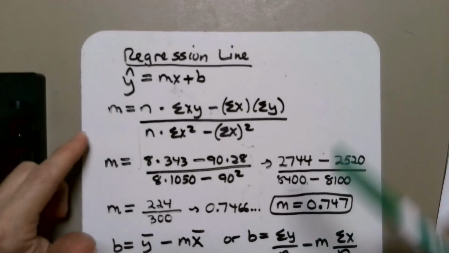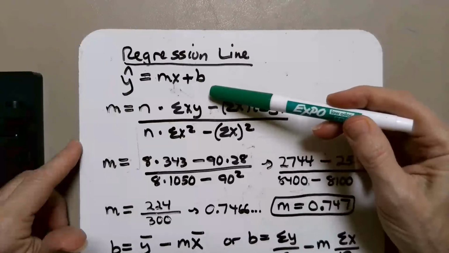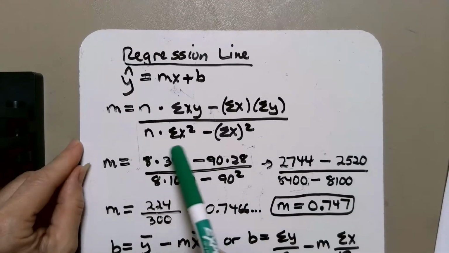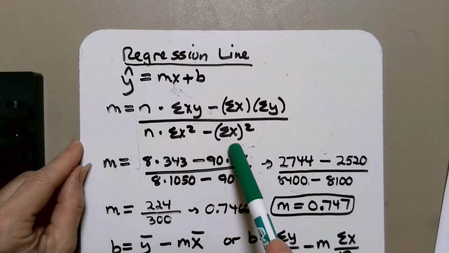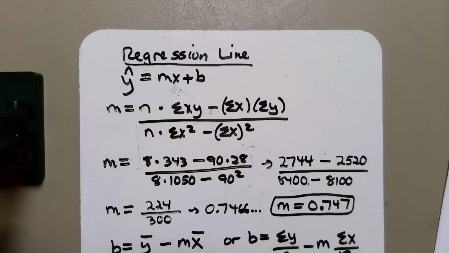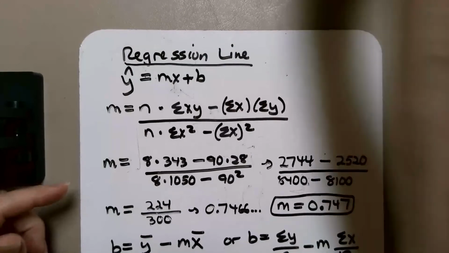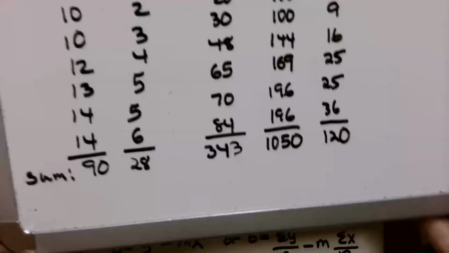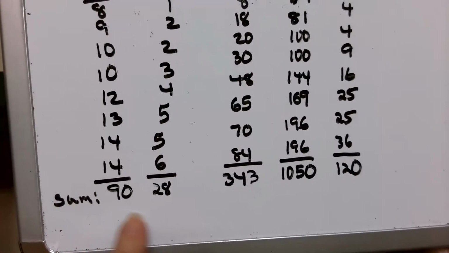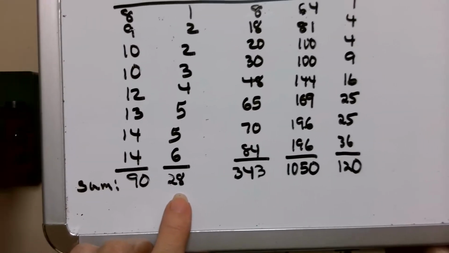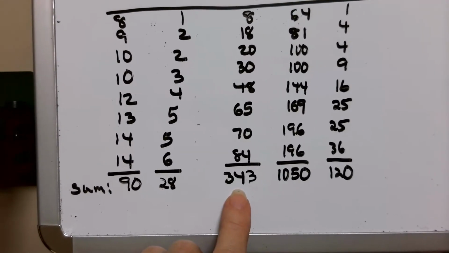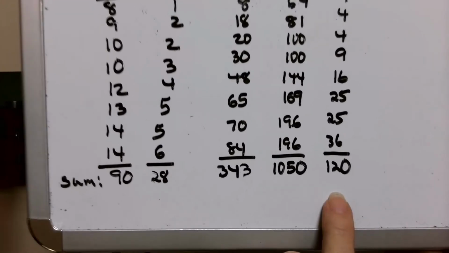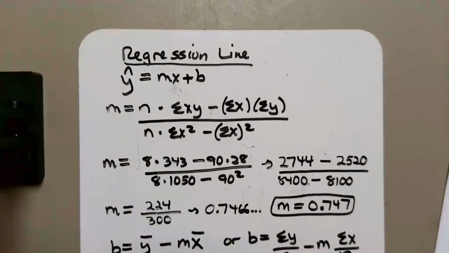So our formula for m is n times the sum of xy minus the sum of x times the sum of y, over n times the sum of x squared minus the sum of x, squared. So again, we're going to go back to that table we made to get all of these values. And remember, the sum of x was 90, the sum of y was 28, the sum of xy was 343, and the sum of x squared was 1050. And we'll use the sum of y squared in a minute here, 120.